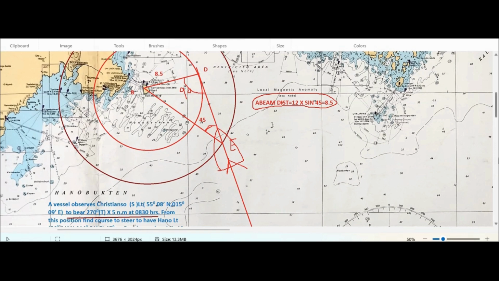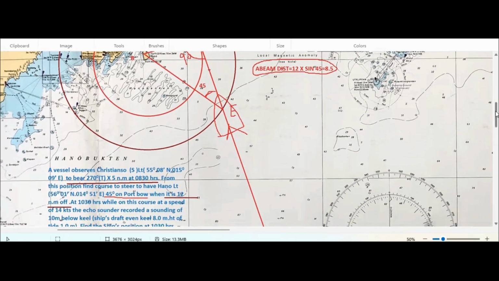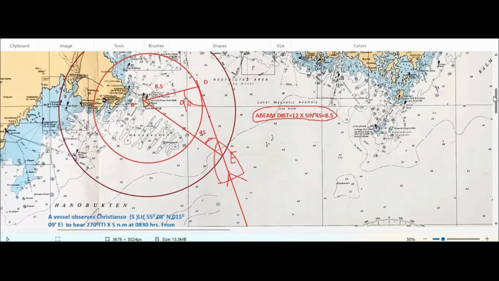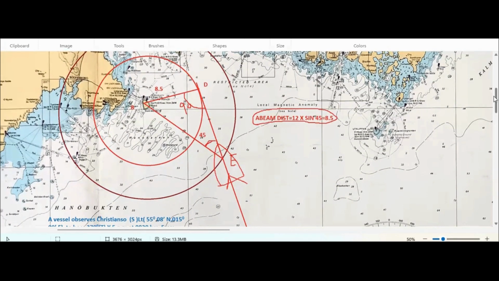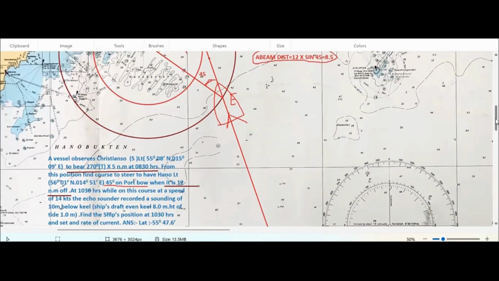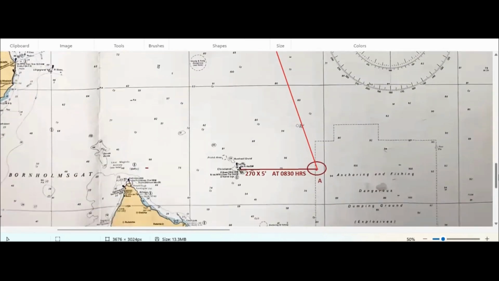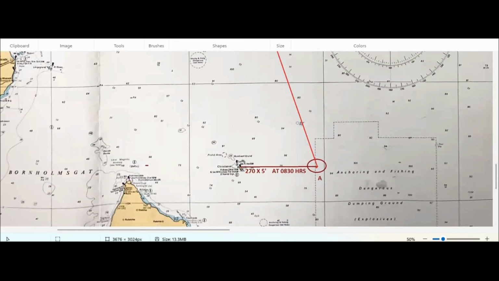Sir, so the first part is over. Sir, just as we drew the tangent from A on that side, if we draw a circle on the other side... No, it is written port side. I cannot do it on the other side. See that, 45 degrees on port bow. If you draw on the other side, it will be the starboard side. You can draw the tangent on the other side also, but you have to do as per the question mentioned.